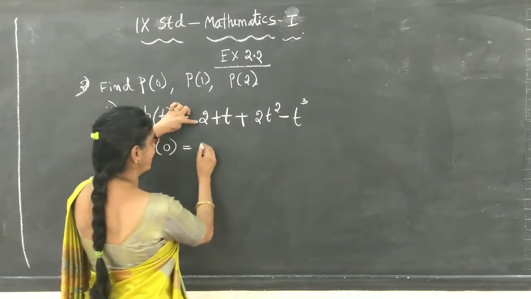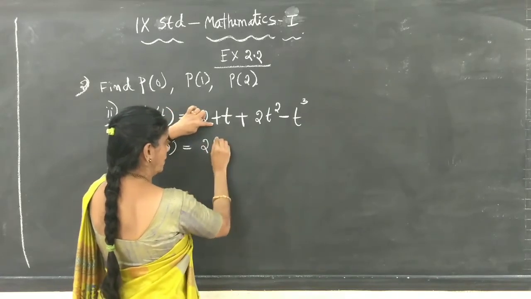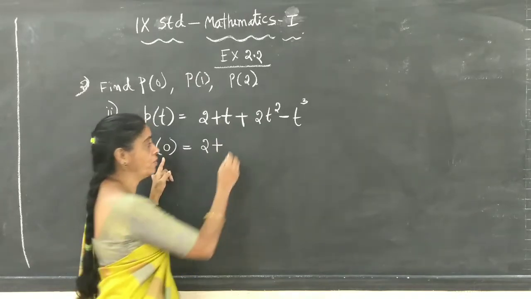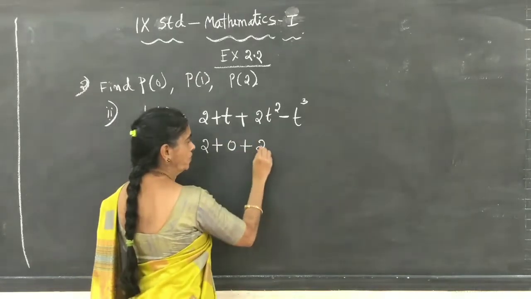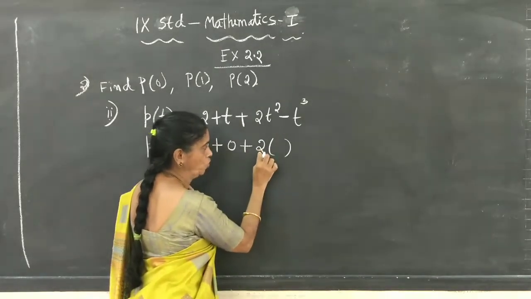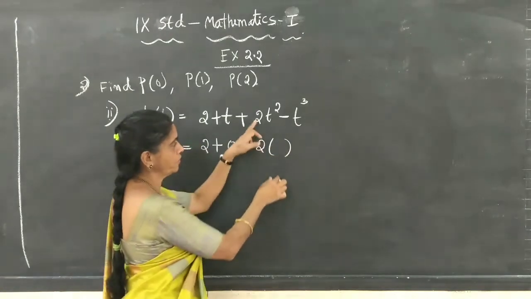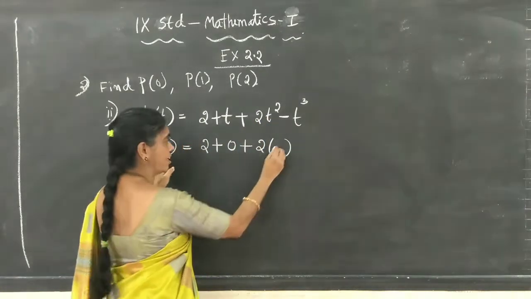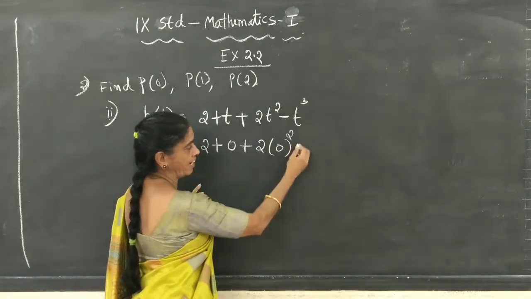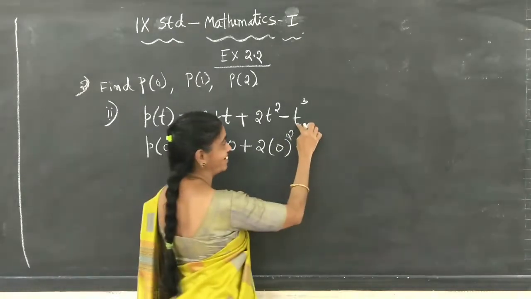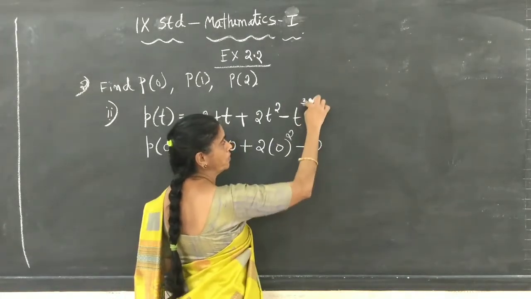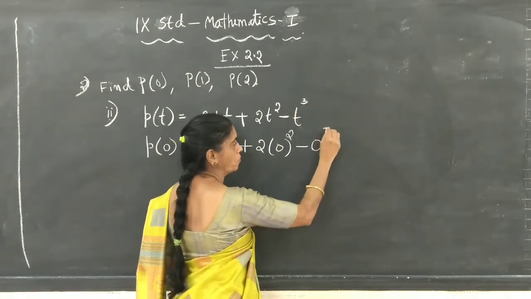Now you have to write all the terms: 2, then plus t, where t has the value 0, plus 2 into, you can write into or use a bracket, it indicates 2 into something. So 2 into t square, t value is how much here, 0, and it's a square. Then minus sign, again you have to write t cube, t is 0, so 0 cube.